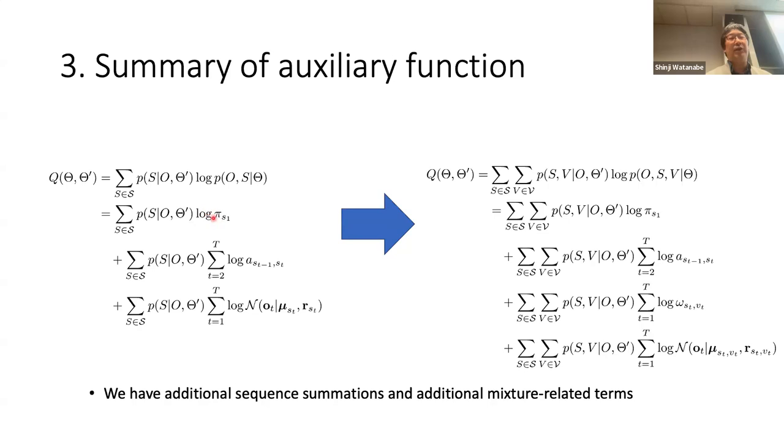Previously, three terms: the state transition, the initial state transition, and the Gaussian. But now we have an initial state transition, a mixture weight that is additionally introduced, and then the Gaussian distribution. And another important part is that the summation is not only over the state sequence, but also the Gaussian mixture component sequence. So this is a little bit complicated, but basically now we have the tools to handle these kinds of things based on the various lemmas.